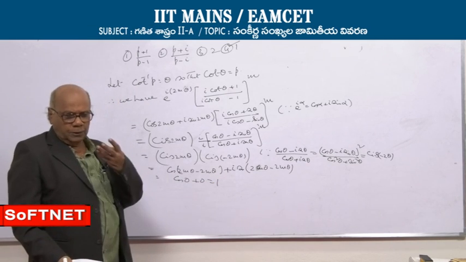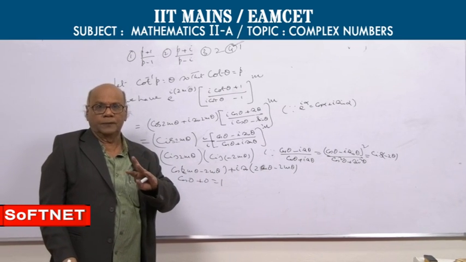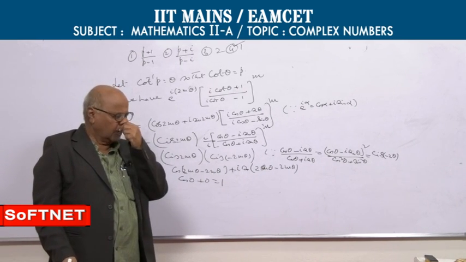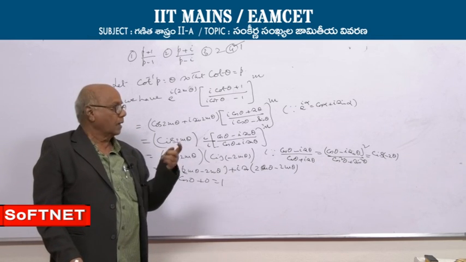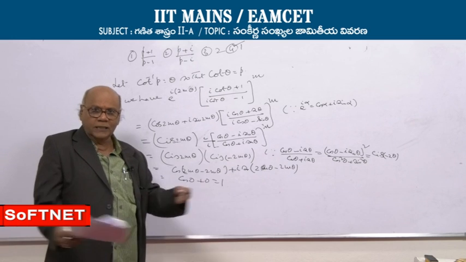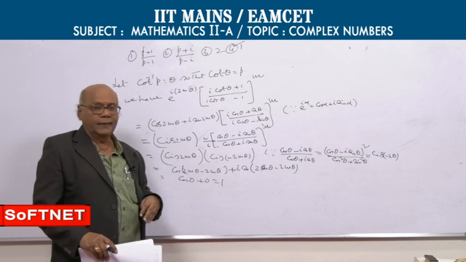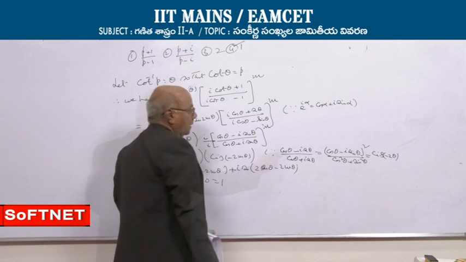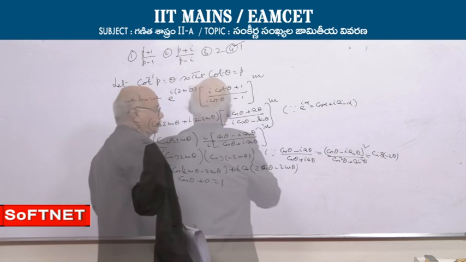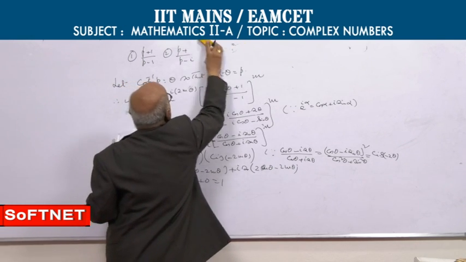So here you have used a simple thing, e power i alpha is cos alpha plus i sin alpha, and you know that when you multiply cos alpha plus i sin alpha into cos beta plus i sin beta, the angles will be added, and if you divide it, the angles will be subtracted. So that's why here cos 2 theta minus i sin 2 theta. Answer is option number 4. So the value of this is nothing but 1.